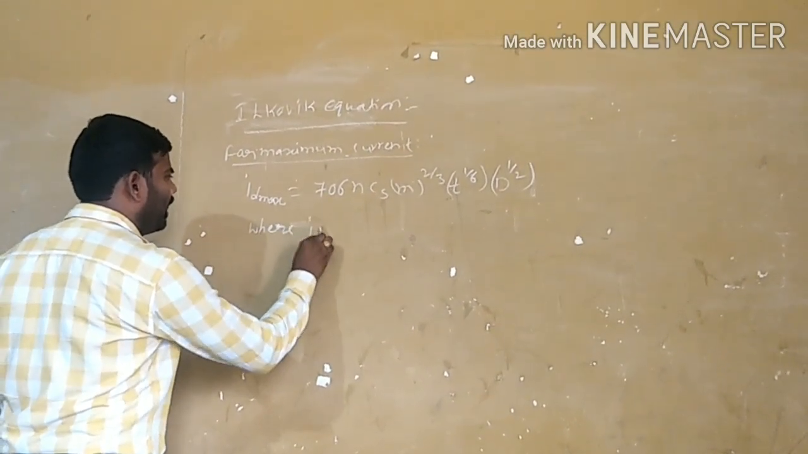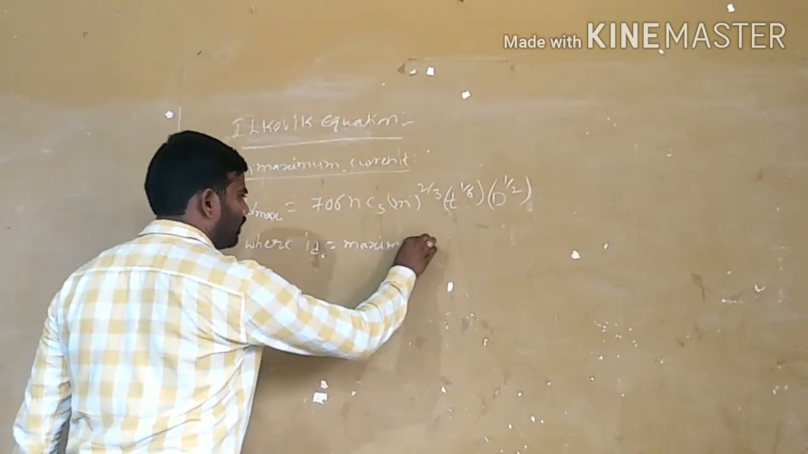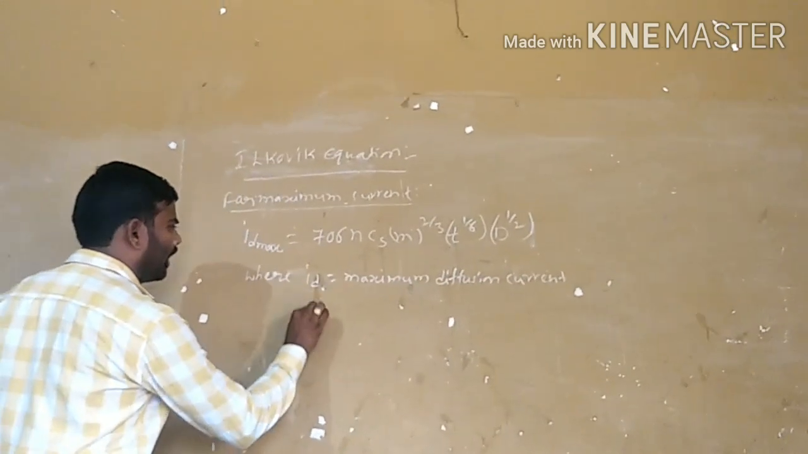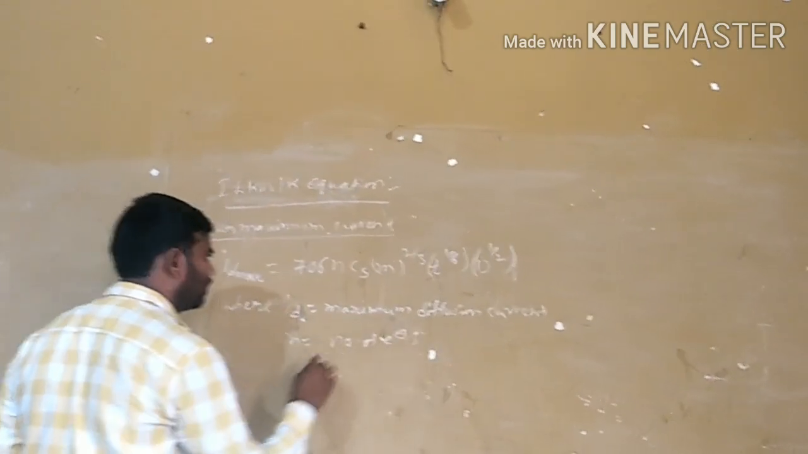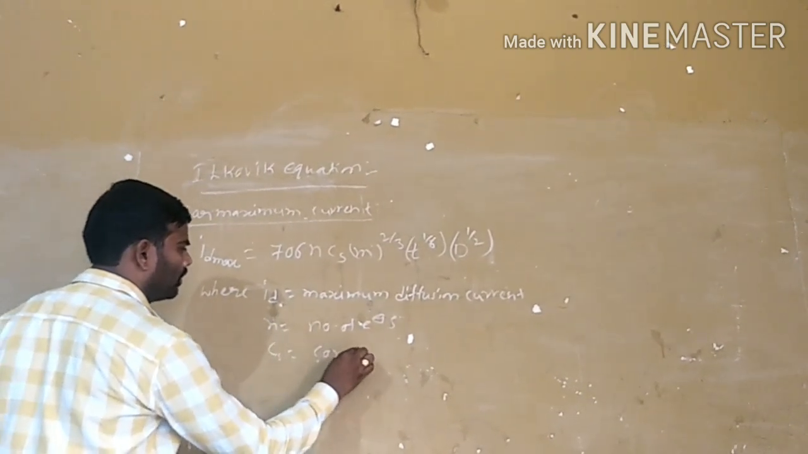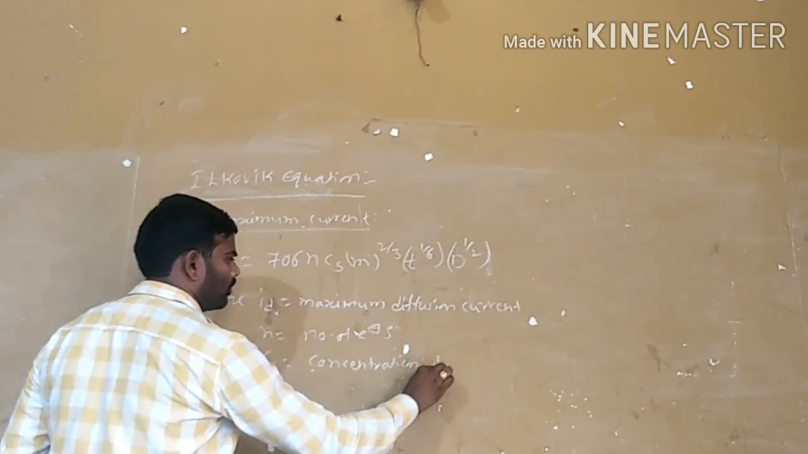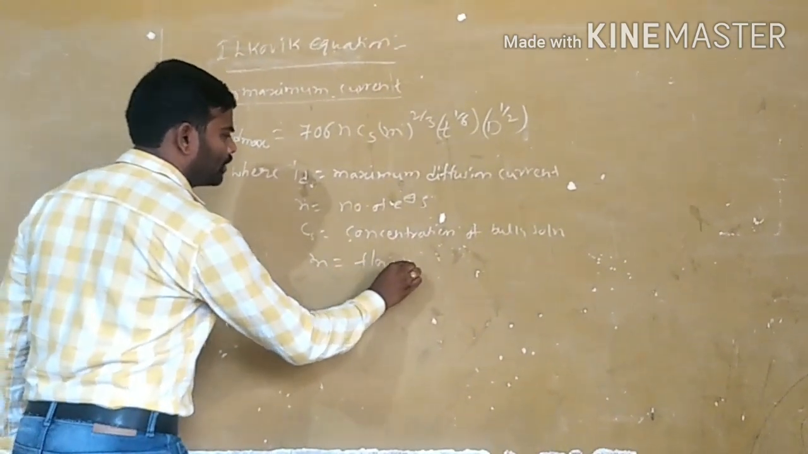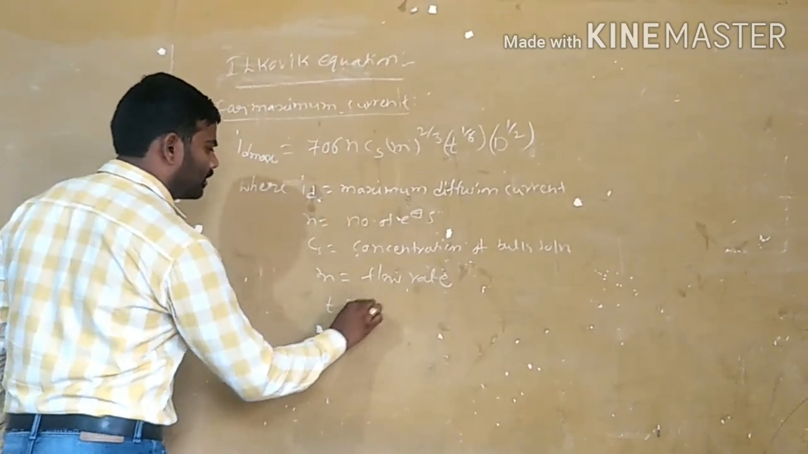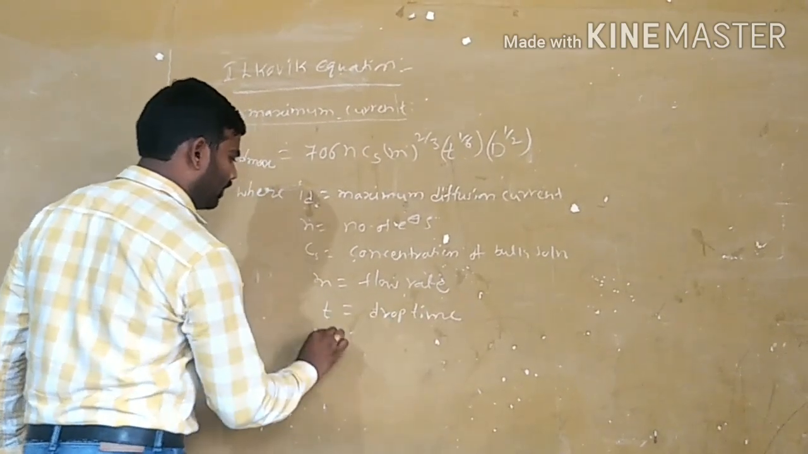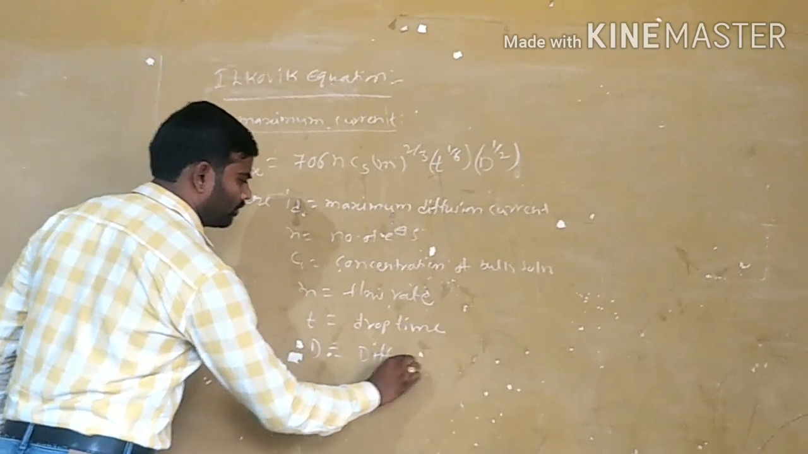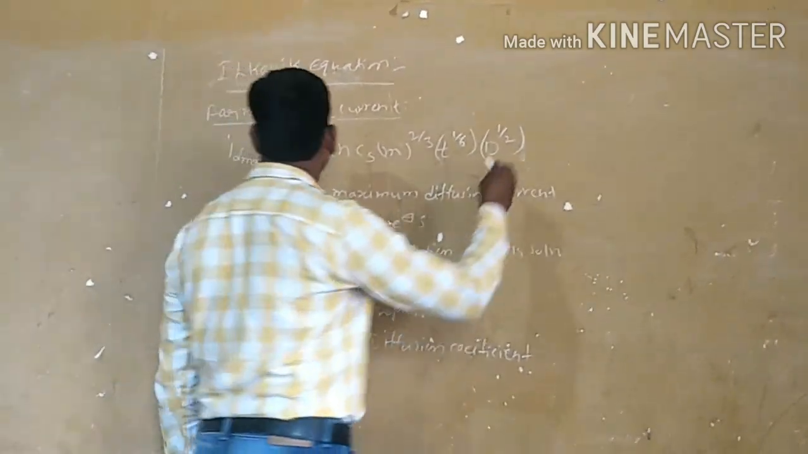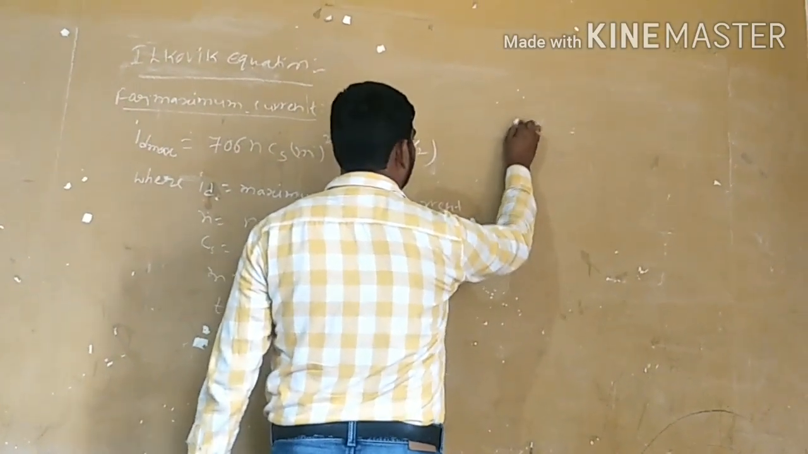Where ID is the maximum diffusion current, n is the number of electrons, C is the concentration of the bulk solution, m is the flow rate, t is the drop time, and D is the diffusion coefficient.